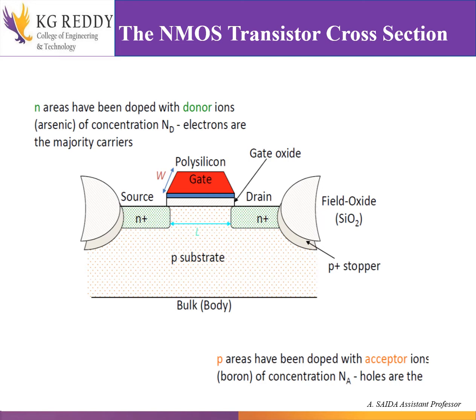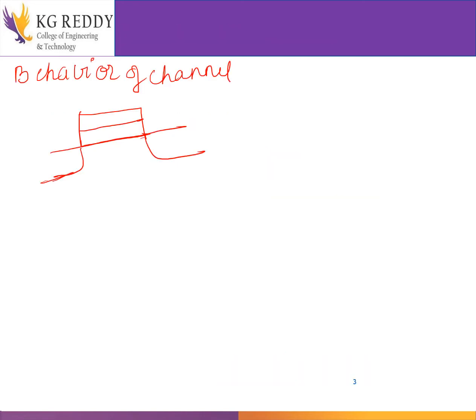So first we will look into the behavior of the channel. First, what is channel, how it is behaving with applied voltages, and how the electrons flow into the channel. Those points we will go through.